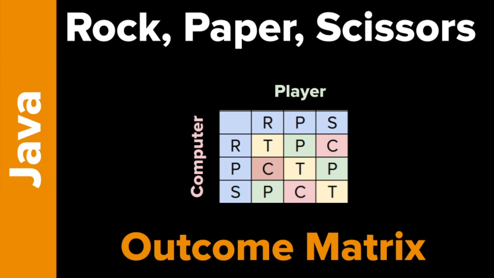If the player chooses rock and the computer chooses scissors, the player wins. If the player chooses rock and the computer chooses paper, the computer wins. And so on and so forth for all 9 possibilities. So there are 9 potential combinations of this game. There are 3 outcomes, win, lose, or tie, but 9 potential combinations that lead to those outcomes.